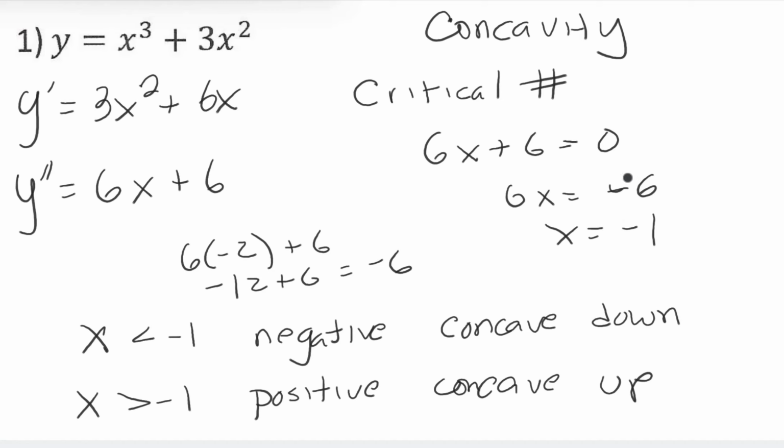If you had more than one critical number, you'd have to test each section. So if you had 2 critical numbers, you'd have 3 sections to test to see what happens in those 3 sections. If the answer comes out negative, you know it's going down. If it's positive, you know what's going on.